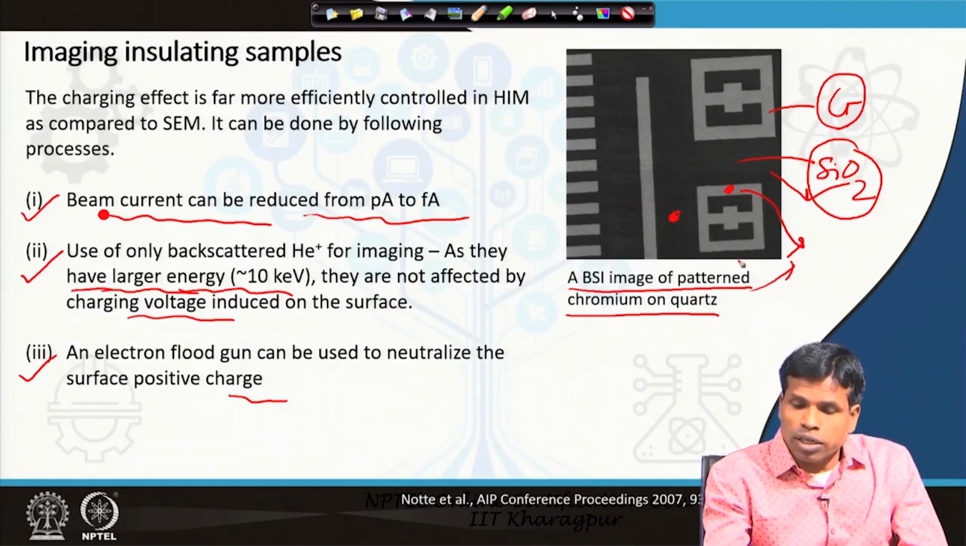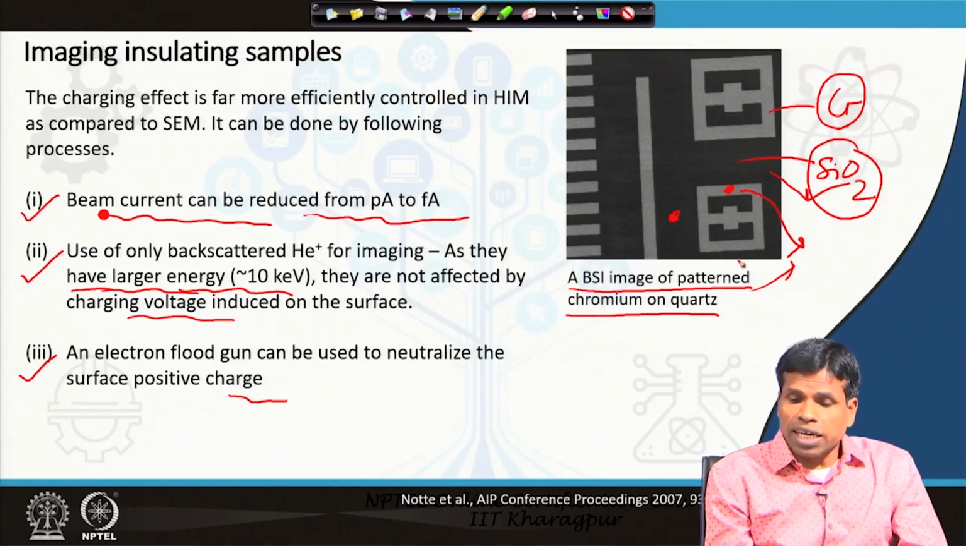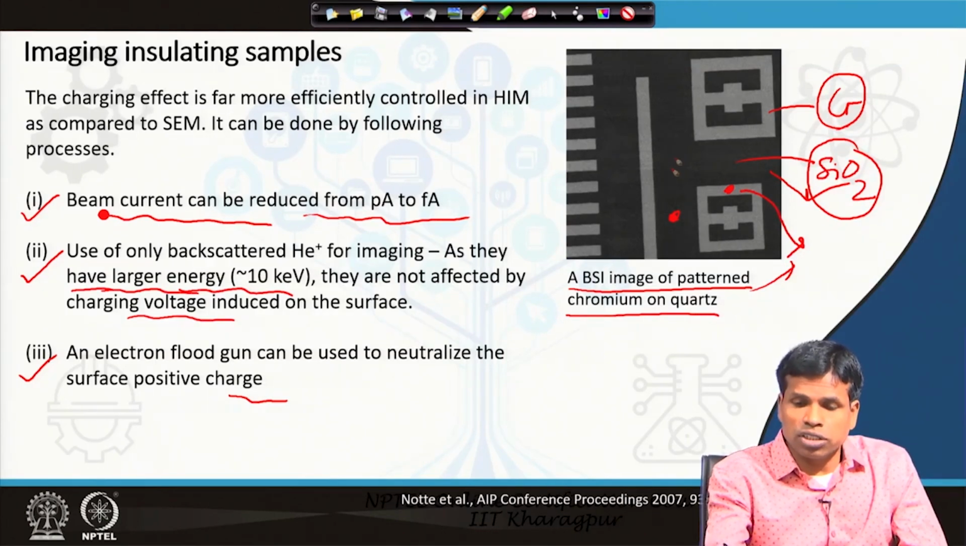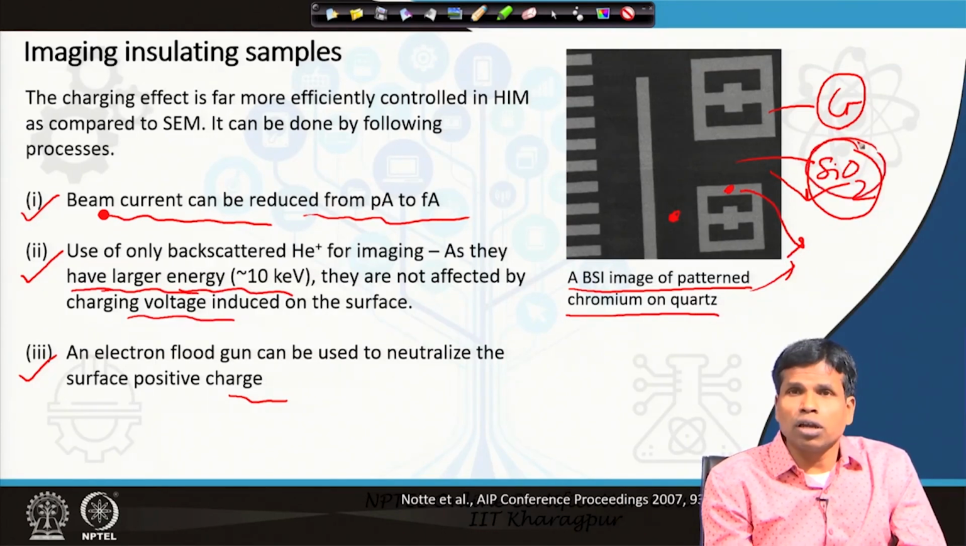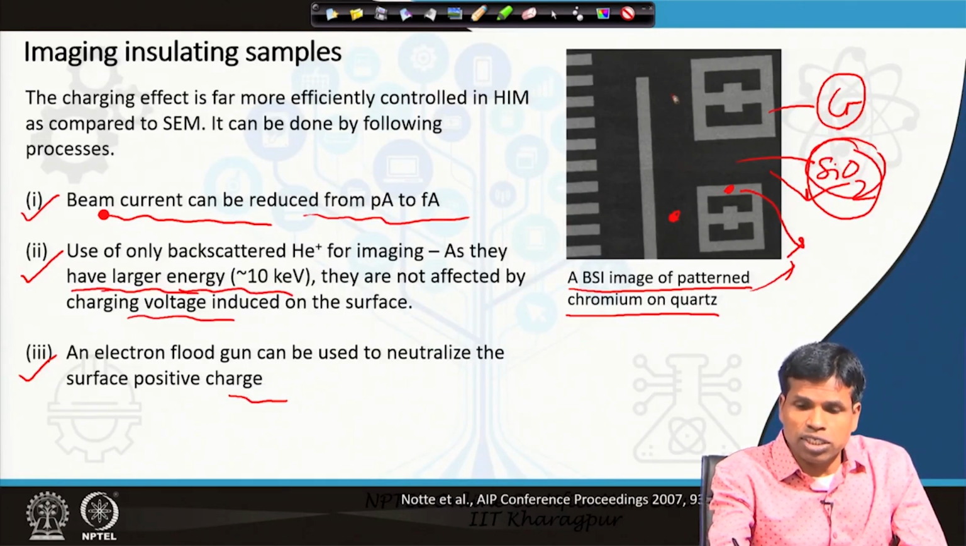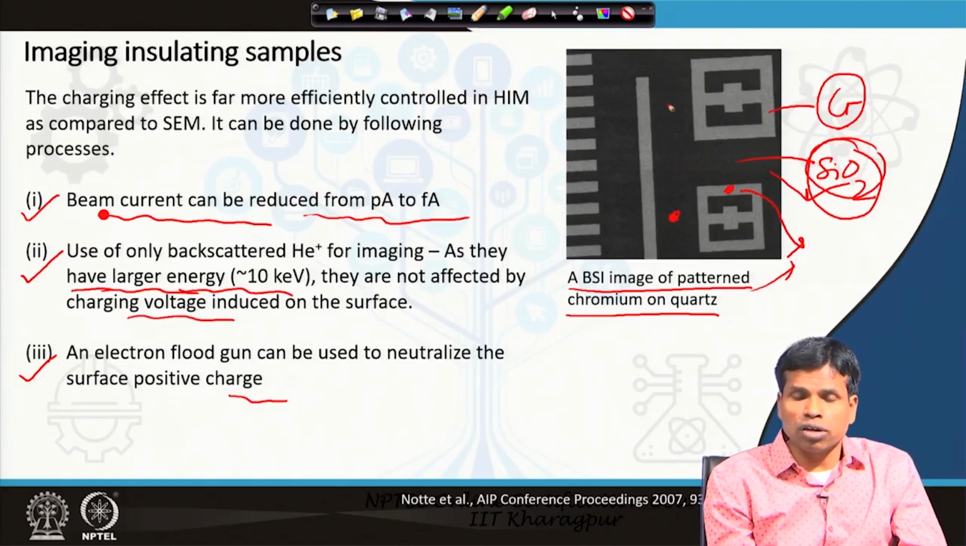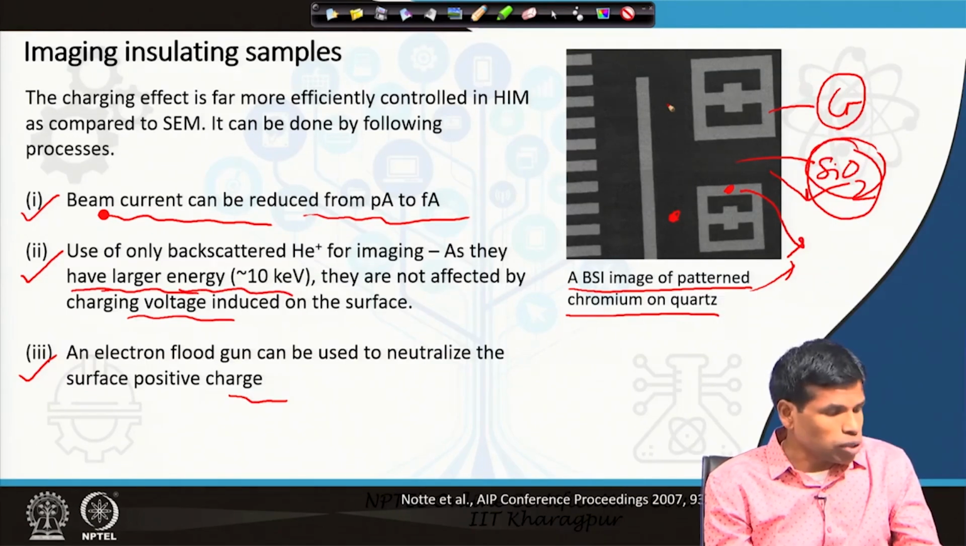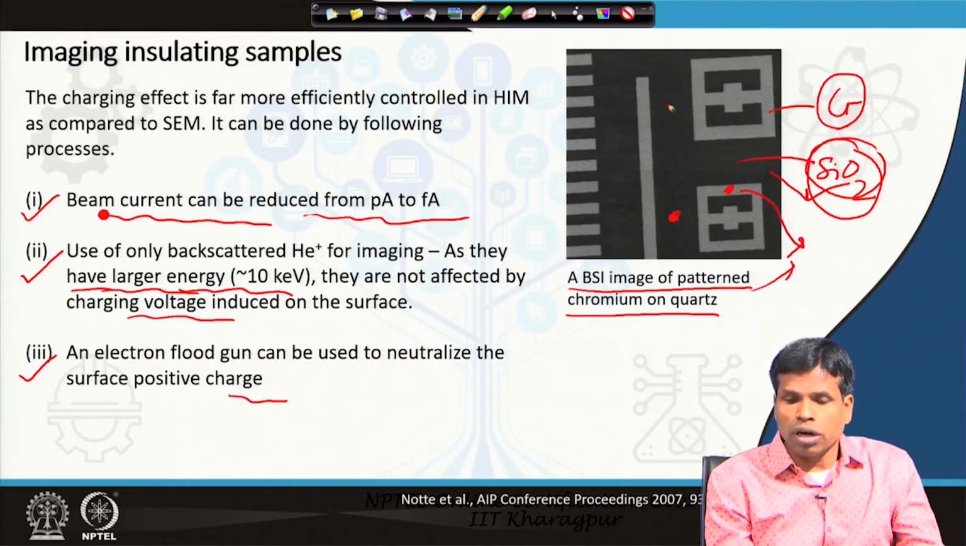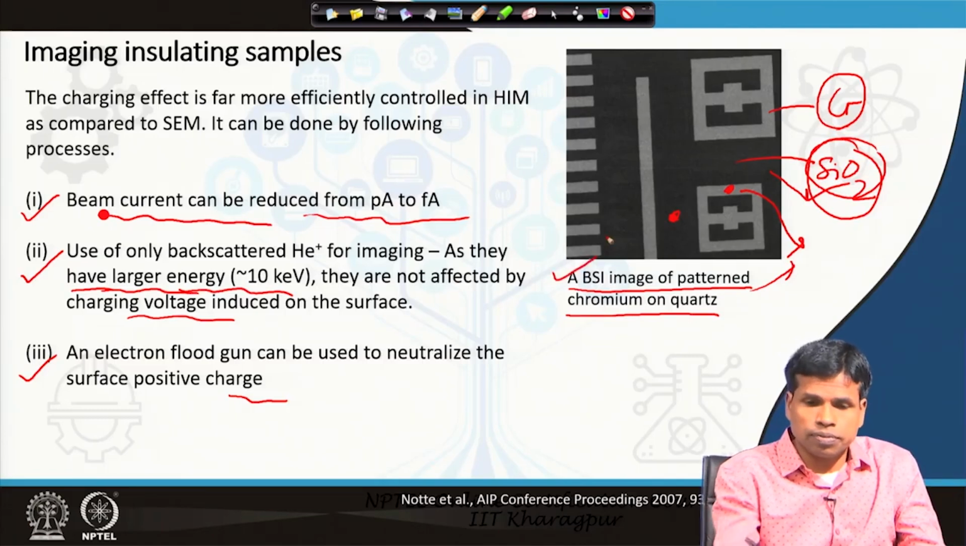If we use a scanning electron microscope to image this kind of sample, it is almost impossible, because SiO2 is a highly insulating sample and very strong charging will occur on the surface, and it will not provide a clear or distinct image of the specimen. On the other hand, here we see a very clear image of an insulating sample using backscattered ions.